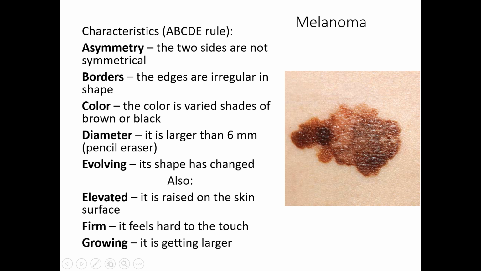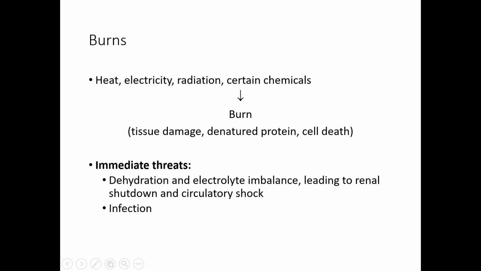Diameter. It's always larger than 6 millimeters. It's the size of a pencil eraser. And finally, evolving. It grows and it changes its shape. So please know that ABCDE rule and be able to explain each of its components. Also, it will help you to know that in many cases it can be elevated from the skin surface. It is firm when you touch it, and it's growing, getting larger. Usually those signs show later when it develops.